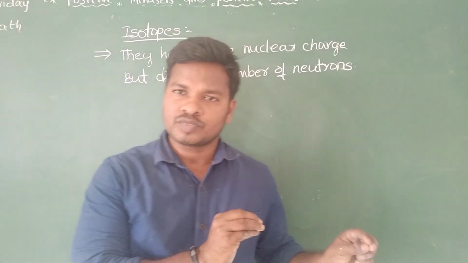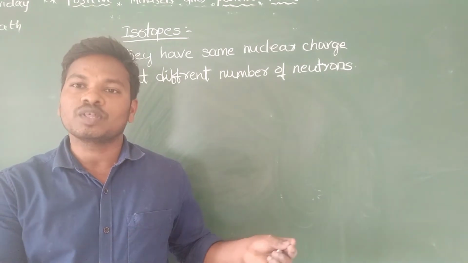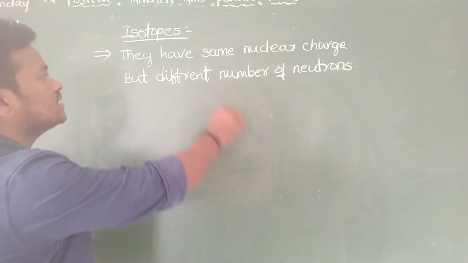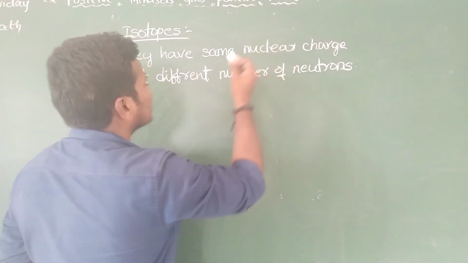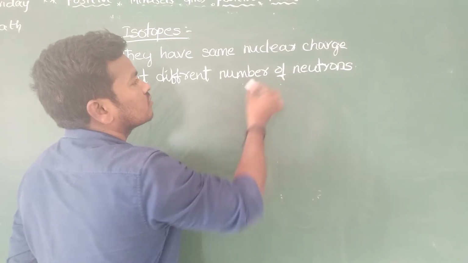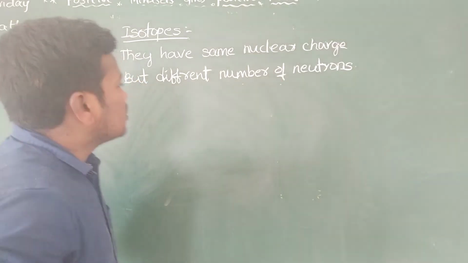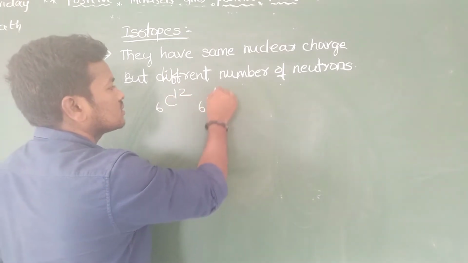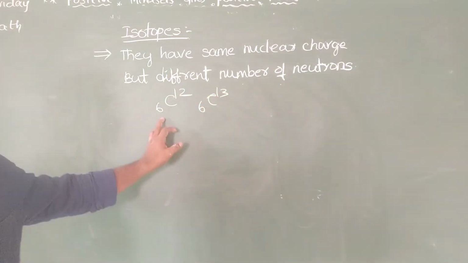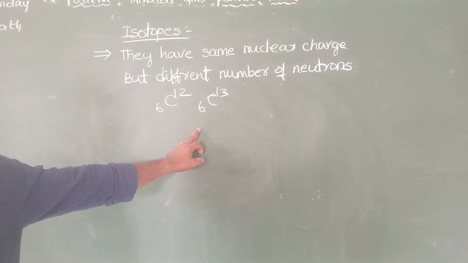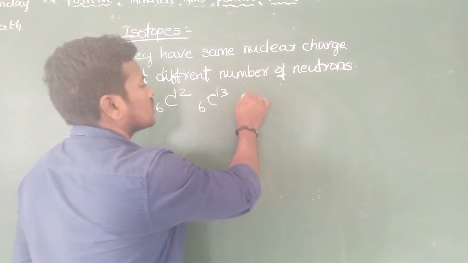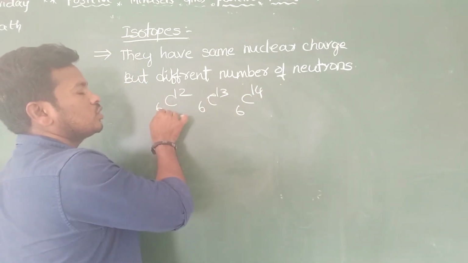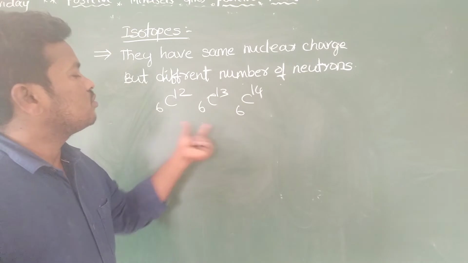Before going to the atomic models, now we will discuss some small fundamental things. First of all, isotopes have the same nuclear charge but a different number of neutrons. If you take the example, you can take carbon-12 and carbon-13. Here you can see the same number of protons are present, different neutrons, and the same nuclear charge.